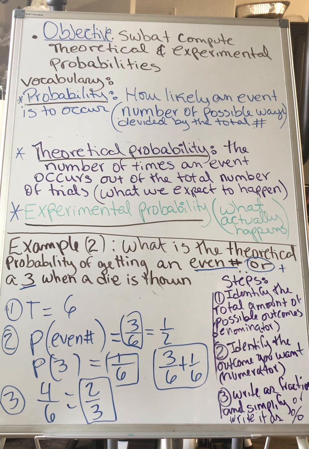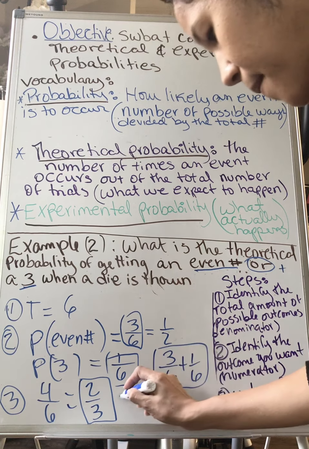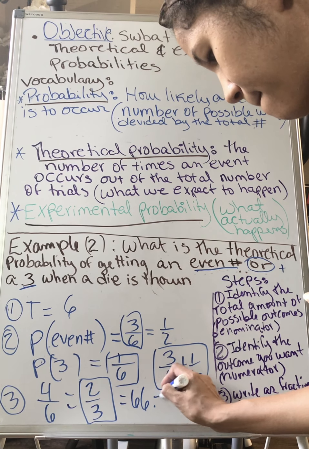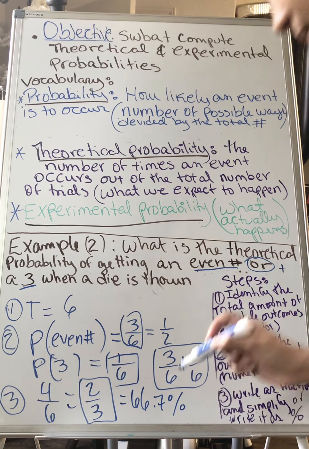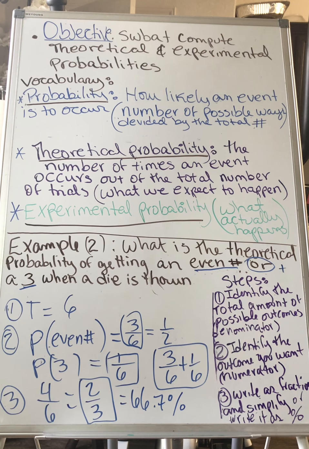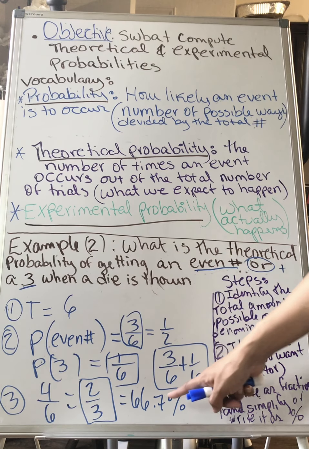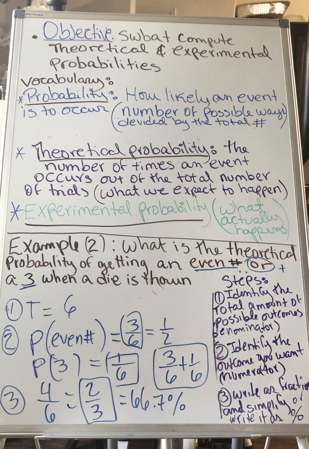2/3, and if you wanted to turn that into a percentage, you can divide in your calculator 2 by 3 and then multiply by 100. And that is approximately 66.7%. So the theoretical probability of getting an even number or a 3 is going to be 66.7%, or 2 out of 3 chances.